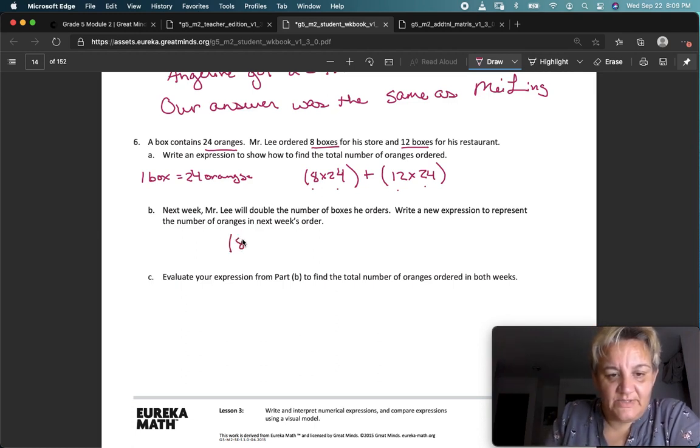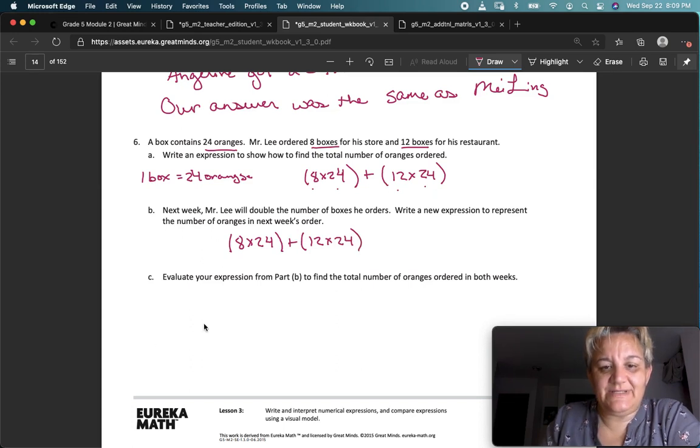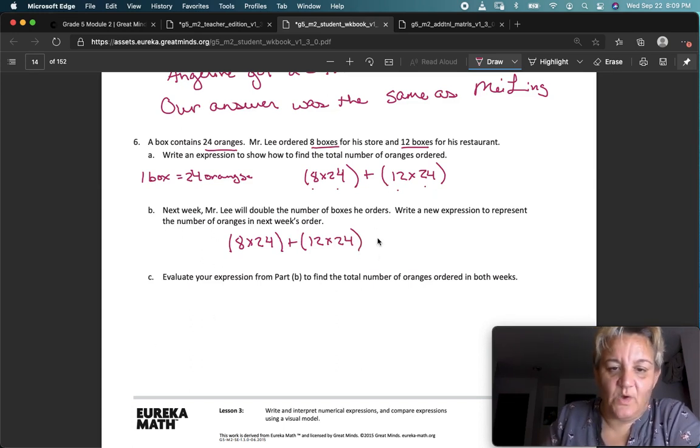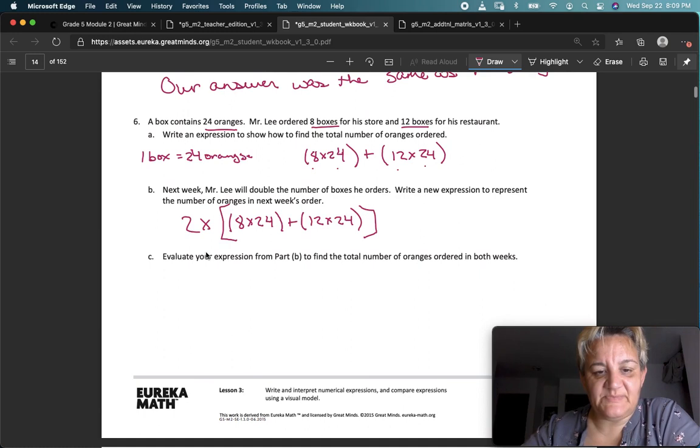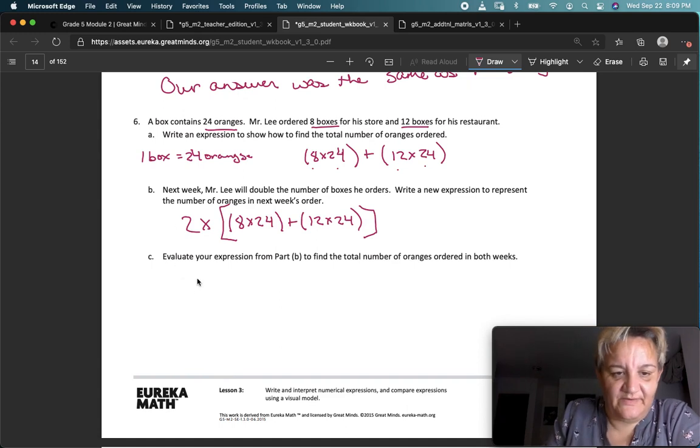So we already know what this week's order was, okay? There it is. And now he wants to double it, and he wants to double the whole thing. So what we're going to do is put brackets around the whole thing. Okay? And then we're just going to multiply by 2. Evaluate your expression from part B to find the total number of oranges ordered in both weeks. So we're going to do week 1 first.